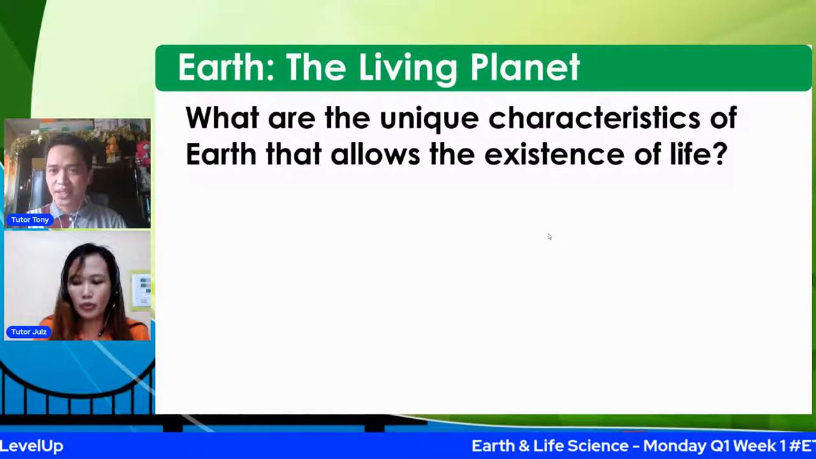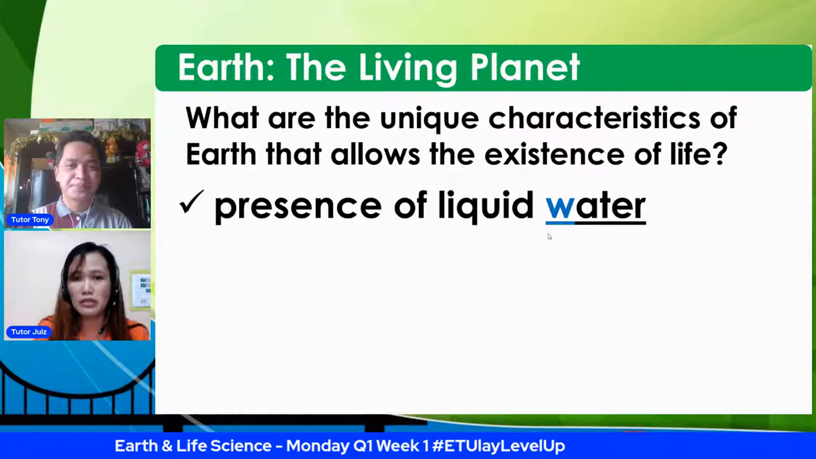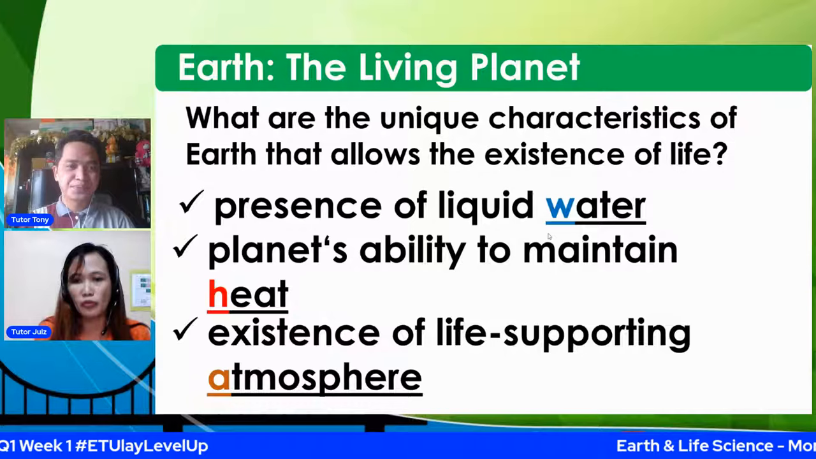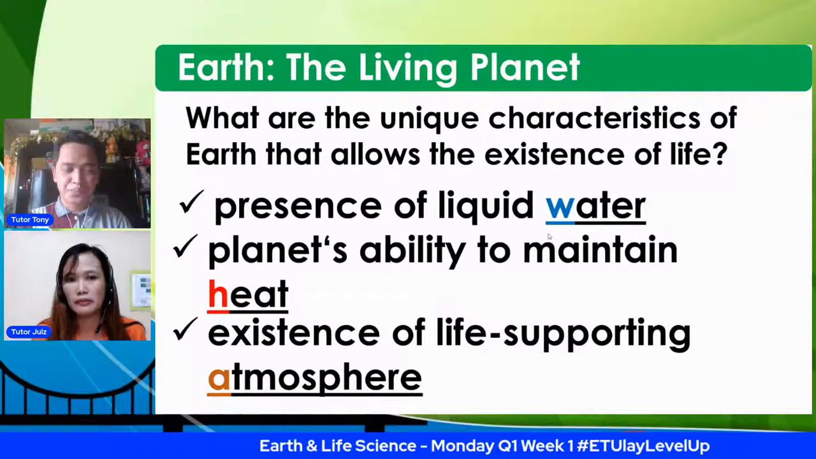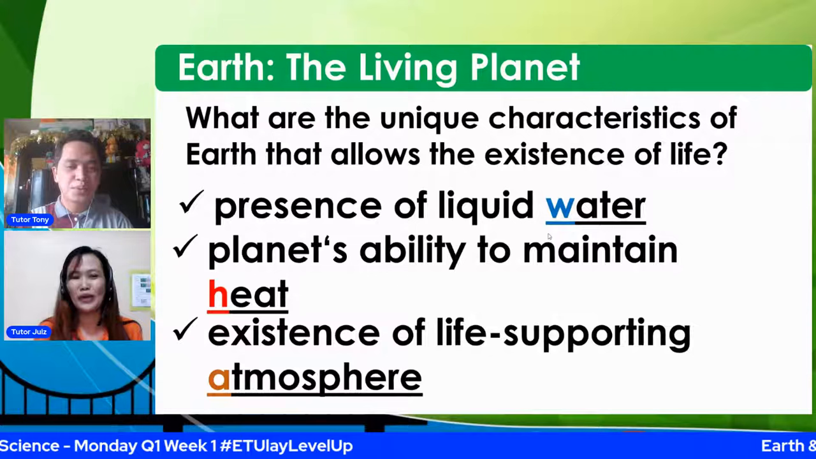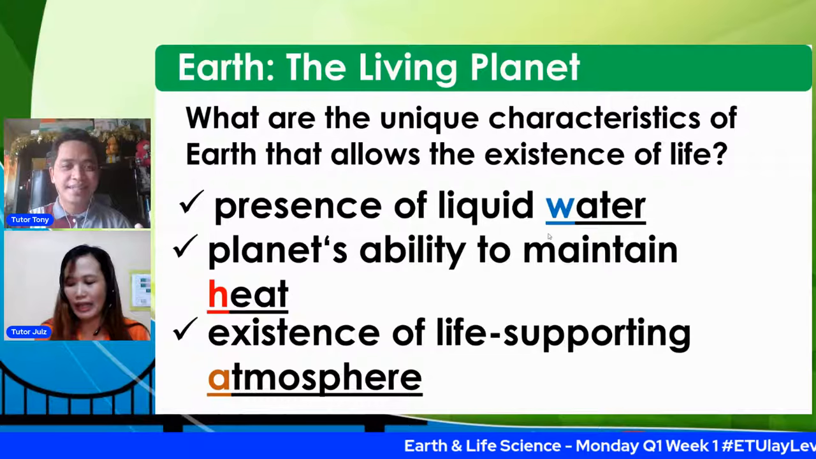Okay, so what are the unique characteristics of Earth that allow the existence of life? The presence of liquid water, the planet's ability to maintain heat, and the existence of a life-supporting atmosphere. So that is the generalization based on the discussion. That is W-H-A: water, heat, and atmosphere, so it is easier for our learners to remember.